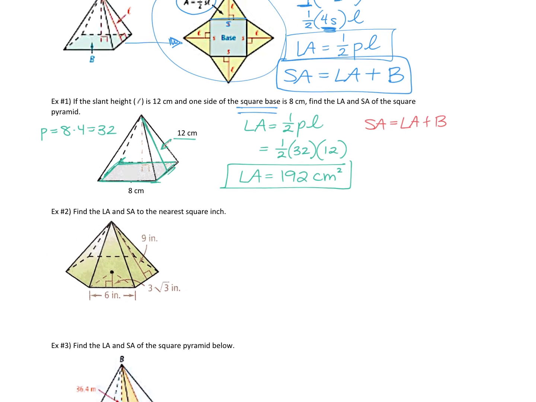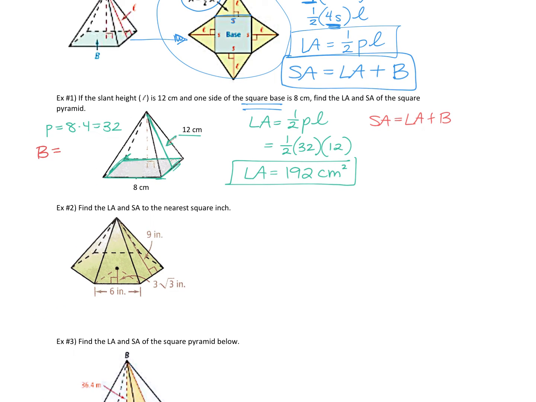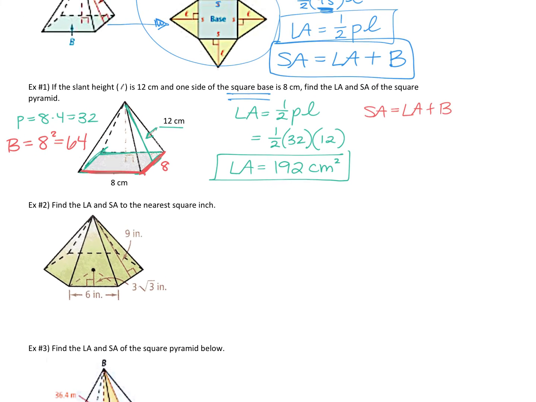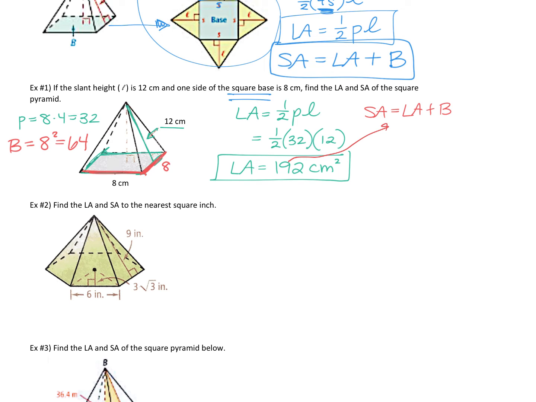Well, we got to figure out what B is in this problem. What does B stand for? The area of the base. What is that? 64. Right. It's a square, right? The area of a square is base times height or side times side. So 8 squared or 64. Okay? So that means when I go to find the surface area, it's 192 plus 64. So my surface area, when you add that together, you get 256 square centimeters.